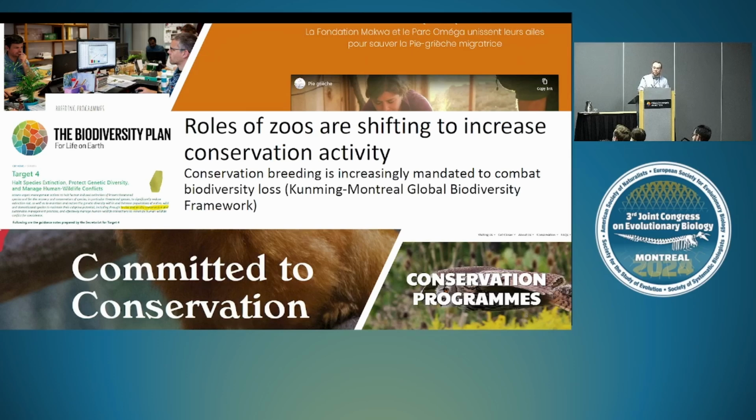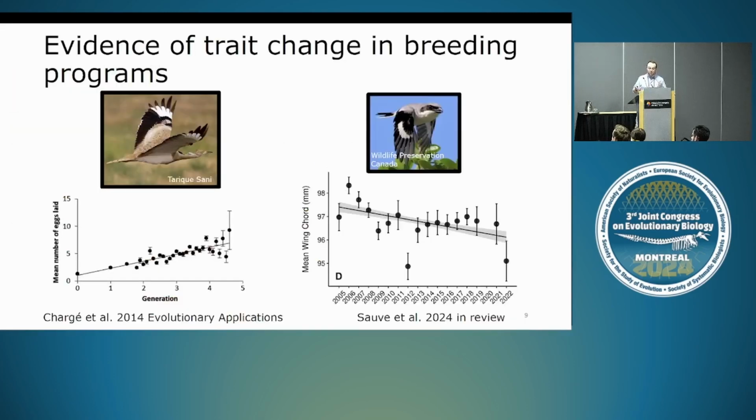What I'm hoping to do is shift this, and what I'm going to present today is a look at zoos. There are a lot of zoos that are really interested in contributing to conservation management now. There's been a shift in focus towards increasing conservation activity. We also have mandates now in the biodiversity plan. Target 4 specifically mentions the use of ex situ conservation breeding to try and supplement some of these populations. But in order to do this, we probably want to get a handle on how much evolution might be going on in some of these breeding programs.